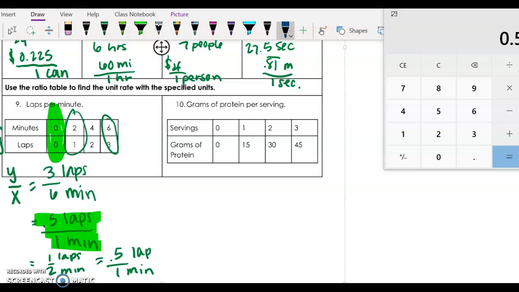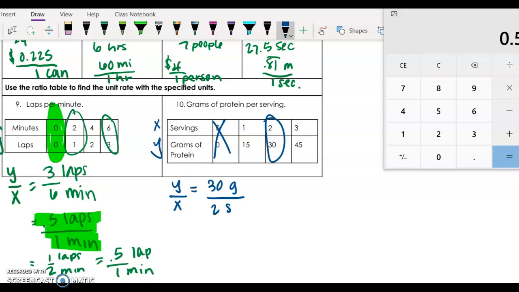All right, so now we're looking at grams of protein per serving. So this is my x, this is my y, and I'm going to write it as y over x. I don't use my zeros, but I'm going to use, let's go with the middle one this time. So 30 grams of protein in 2 servings. So 30 divided by 2 is 15. So I have 15 grams of protein in 1 serving.